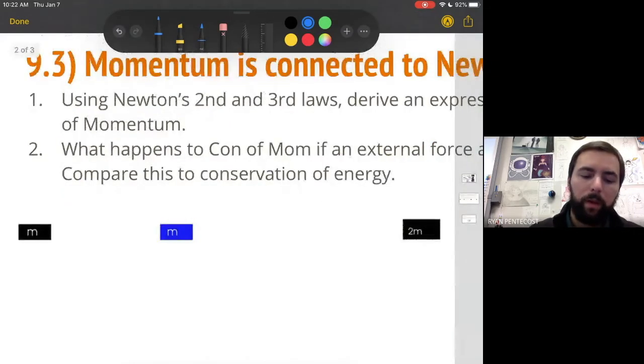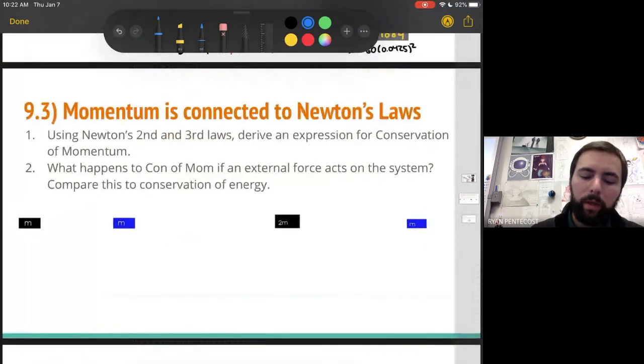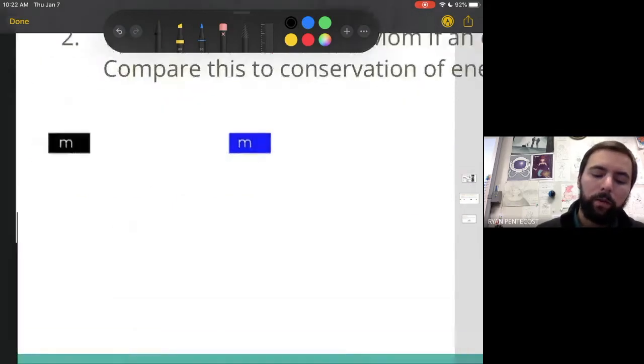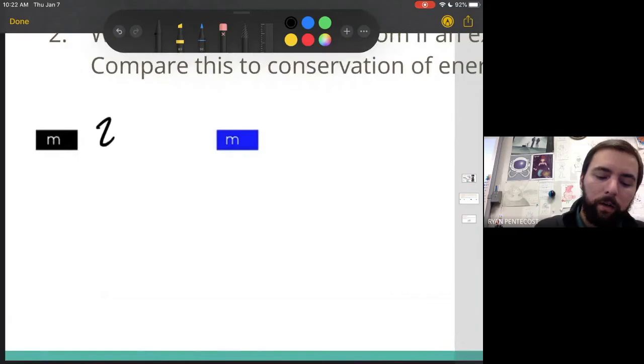Okay, good. Now, momentum being connected to Newton's laws. This is usually a GIF of these guys moving back and forth. It's a PDF now, so those aren't going to move. But number 1 asks us to use Newton's second and third laws to derive an expression for conservation of momentum. So let's start with Newton's second law. Newton's second law is F equals ma.